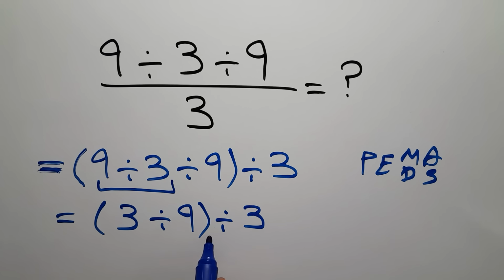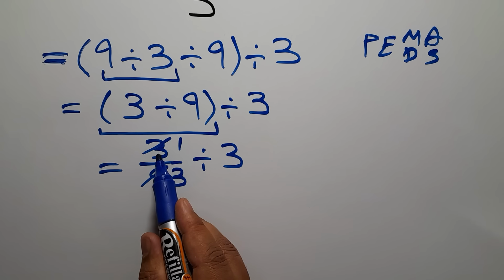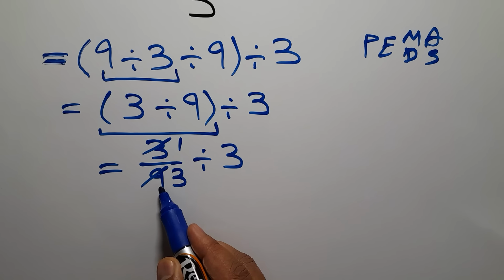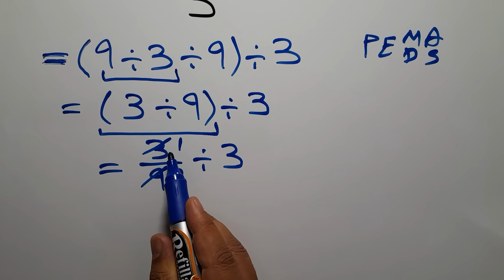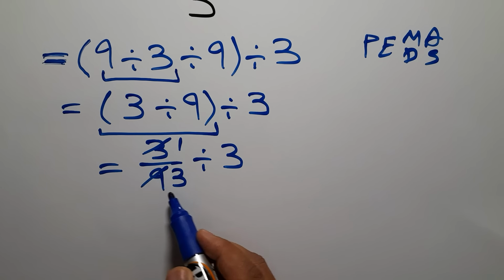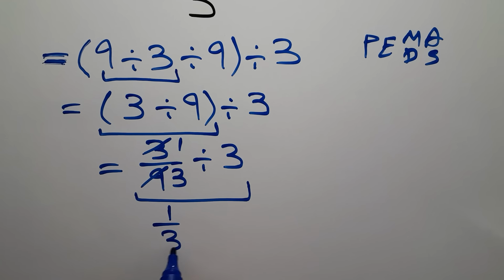3 divided by 9 can be written as 3 over 9, and we can easily simplify this fraction. 3 divided by 3 gives us 1, and 9 divided by 3 gives us 3. So we have 1 over 3 divided by 3.